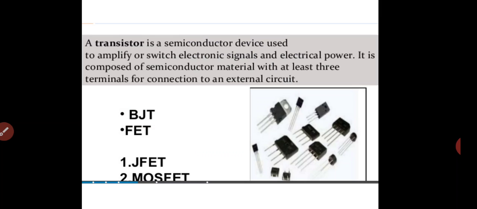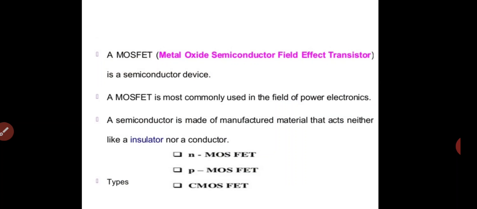Now we will discuss the field effect transistor. Field effect transistors are of two types, JFET and MOSFET. A MOSFET, metal oxide semiconductor field effect transistor, is a semiconductor device. BJT is a semiconductor device, diode is a semiconductor device, and MOSFET is also a semiconductor device. A MOSFET is most commonly used in the field of power electronics. A MOSFET is made of a manufactured material that acts neither like an insulator nor a conductor.